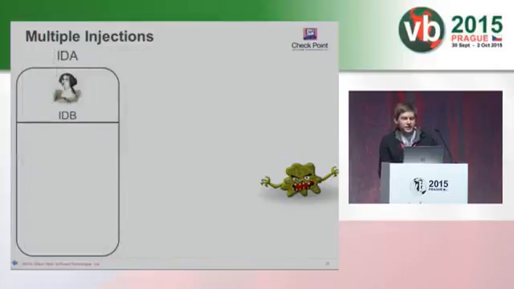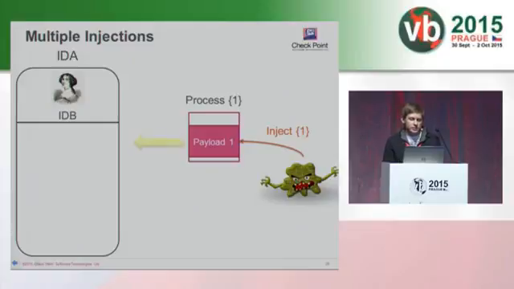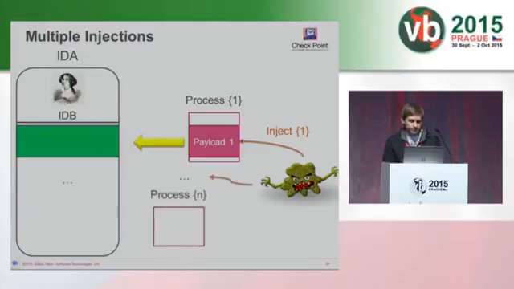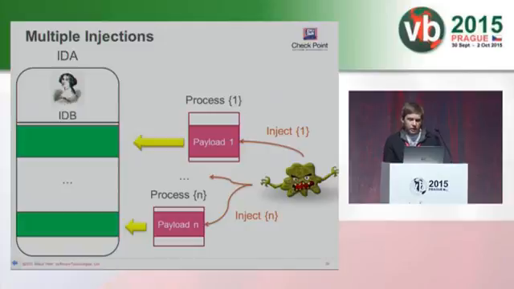And here is the solution that IDA dump provides. Once again, here's our malware. It injects itself into the first process. We're dumping that directly to the IDB with automatic fixing of imports. And then it injects into the second process. We're dumping once again using add segment mode of operation. That dump region will be added to the same IDB.